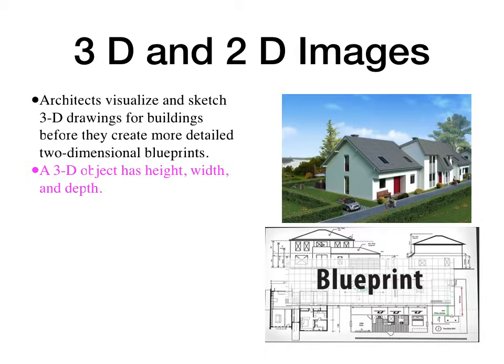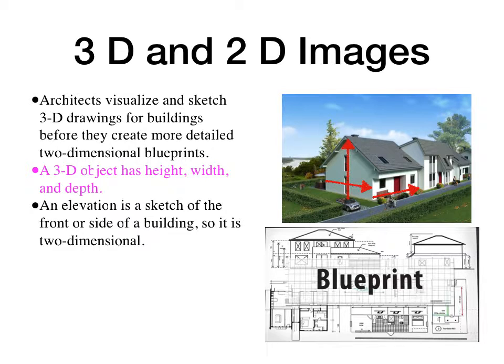Well, 3D objects have height, they have width, and they have depth. So they have three dimensions: height, width, and depth. Whereas 2D images usually only have two dimensions, being width and depth. An elevation is a sketch of the front or side of a building, so it is only two-dimensional.